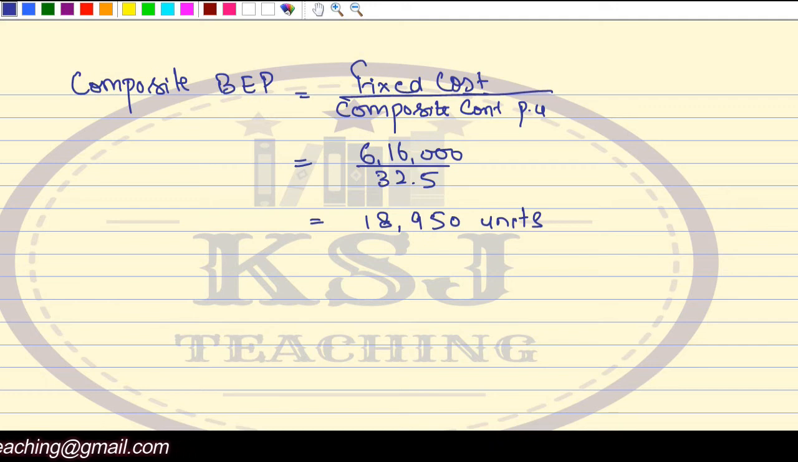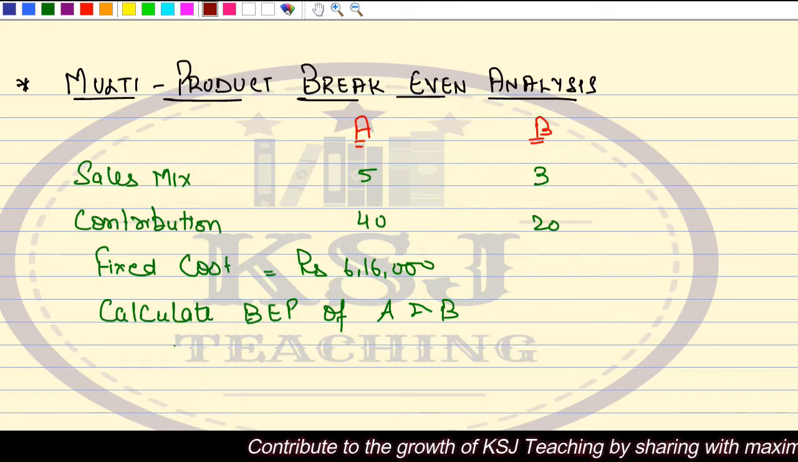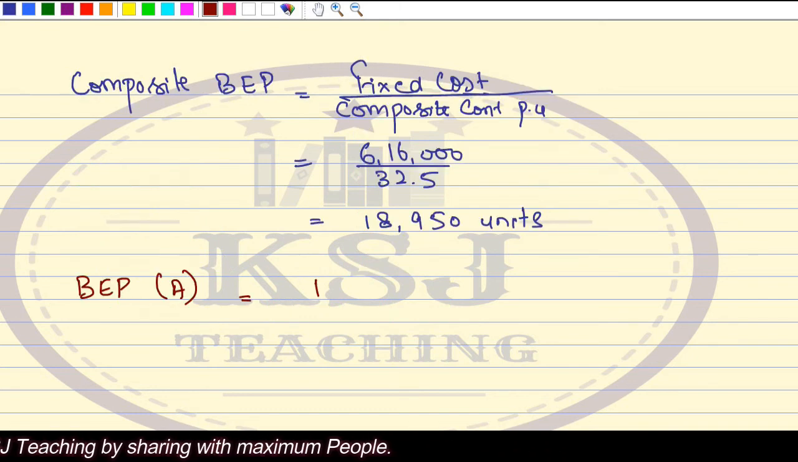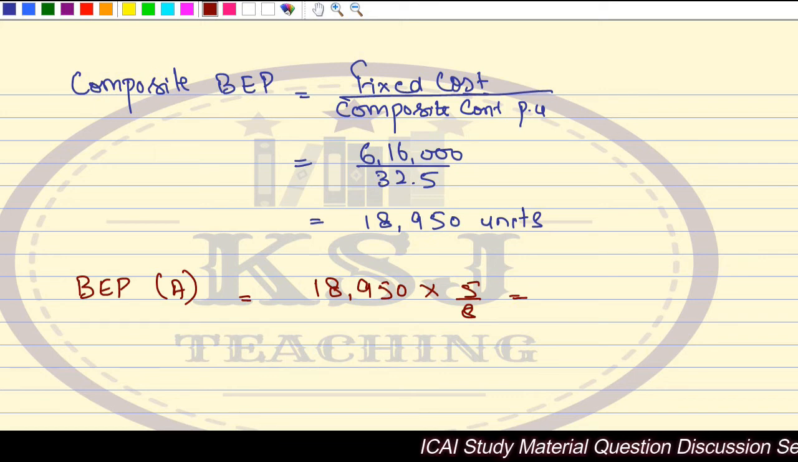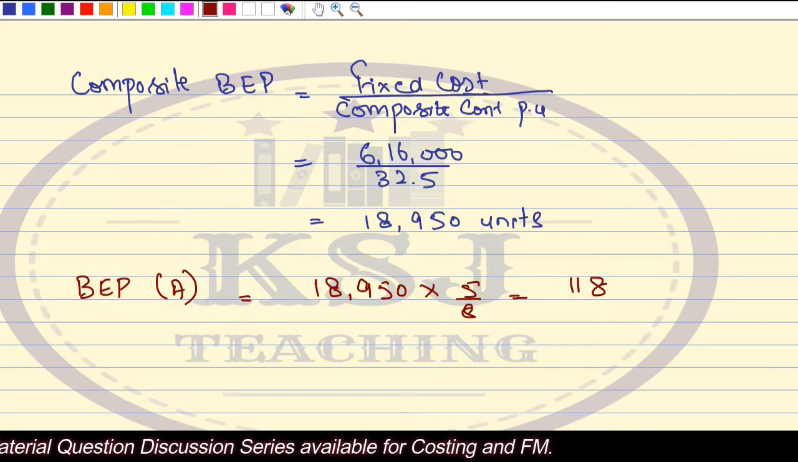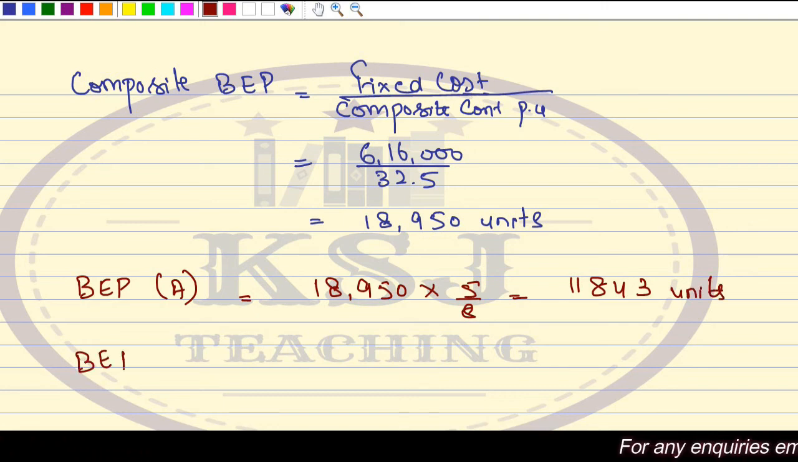Now what you will do is take the break-even point and divide it in the ratio 5:3. So the break-even point for A will be 18,950 multiplied by 5/8. So units will be approximately 11,843, something like that, right? Rounded off. Rounding off is allowed in the exams, guys. Don't worry about it. Rounding off kind of things are allowed.